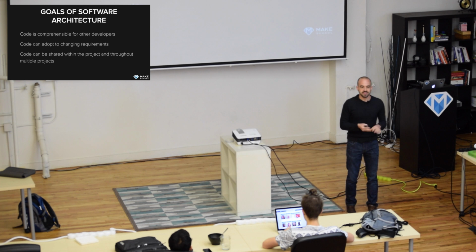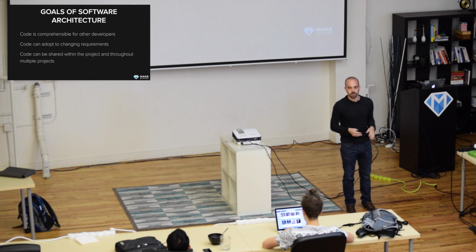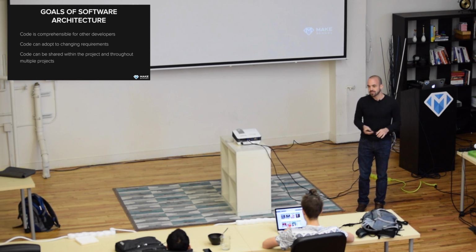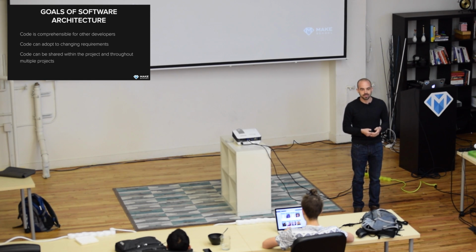So the first important goal of software architecture is actually to make your code comprehensible for other developers. In this scenario here, you're developing the apps on your own, but in later semesters, and especially in the workplace, you will constantly be working with other developers. And if your code is easy to understand, then it makes it easier to work with other people. That's actually a very simple concept.